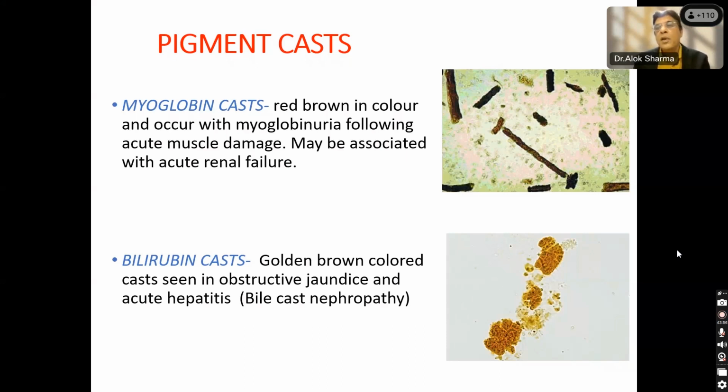You can see them. And if you look at the biopsy of these patients, many times you can even find these casts in the tubules. At that time we call this bile cast nephropathy. So these myoglobin and bilirubin casts are the two most important pigment casts that you may be able to identify. They'll give you a good clue to the underlying clinical condition.